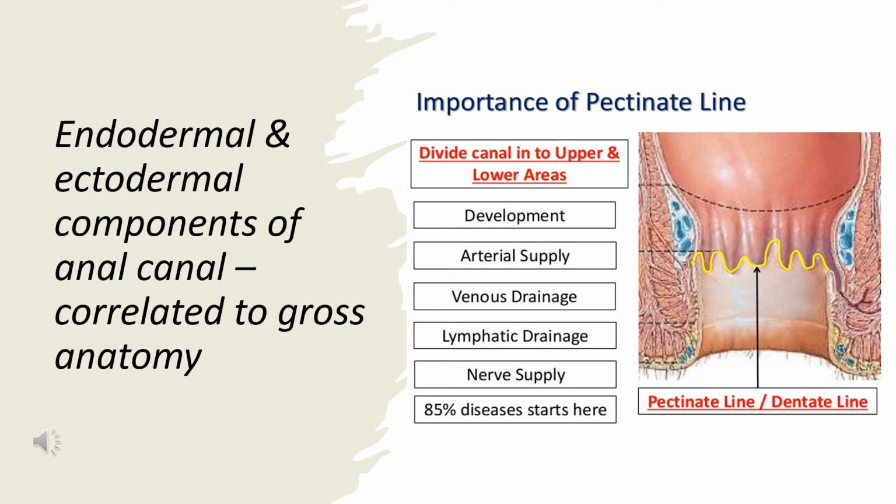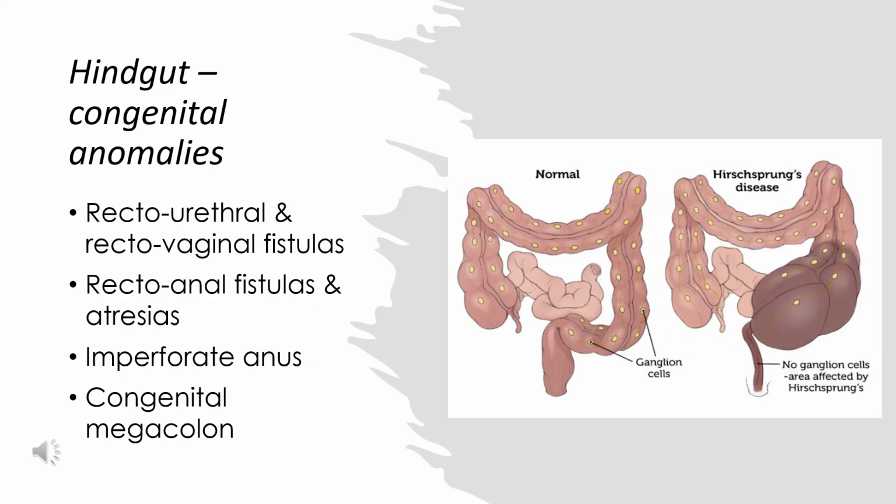Above the pectinate line, the anal canal is lined by a columnar epithelium, whereas below the pectinate line, the anal canal is lined by stratified squamous epithelium. So you should be able to correlate the gross anatomical features of the anal canal with its development. Now we'll see what are the important congenital anomalies related to the development of the hindgut.